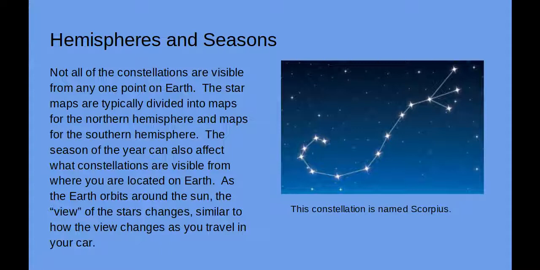Hemispheres and seasons. Not all constellations are visible from any one point on Earth. The star maps are typically divided into maps for the northern hemisphere and maps for the southern hemisphere. The season of the year can also affect what constellations are visible from where you are located on Earth. As the Earth orbits around the Sun, the view of the stars changes, similar to how the view changes as you travel in your car. In this picture, you see this constellation named Scorpius.